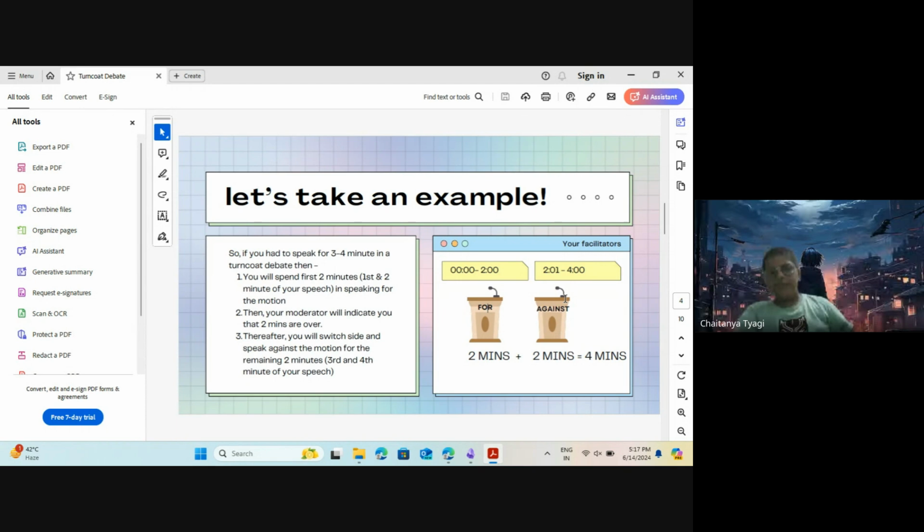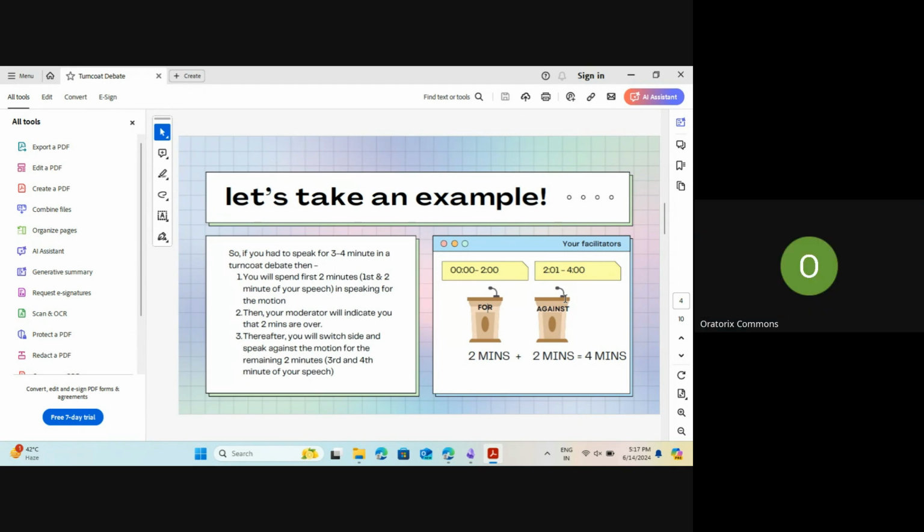Okay, sir. Cool. Achha, I will repeat. See, Aranya, if the topic was competition leads to development of teenagers, then in a 4 minute turncoat debate, for the first 2 minutes, I will be saying that yes, competition does lead to development of teenagers.